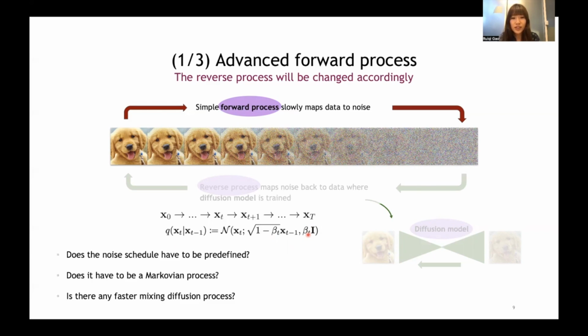So we are interested in the following questions. First, does this forward process or noise schedule have to be predefined? Does it have to be a Markovian process? And lastly, is there any faster mixing diffusion process? Faster mixing is an important concept in Markov chain Monte Carlo, as we will discuss later.